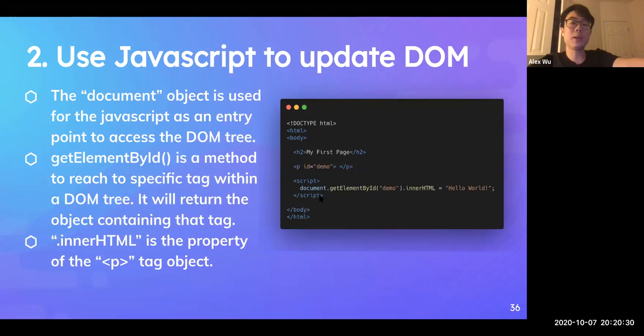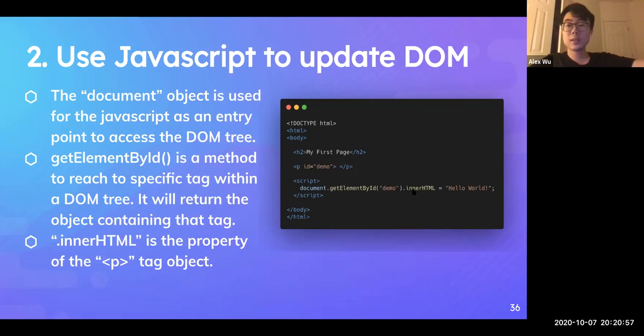How do we access a document object? We access it through the document keyword. So just document. And on the document object, there's a method called getElementById. This method allows us to essentially capture the HTML tag that has a specific ID, for example, demo.